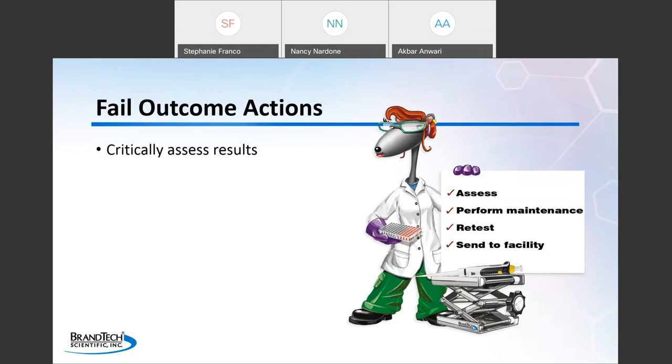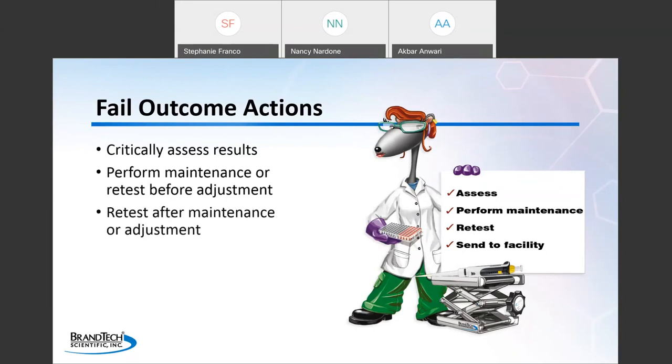If the instrument is out of specification, before adjusting the instrument, consider whether the instrument may require some basic maintenance or whether a retest is merited. If maintenance is done or an adjustment is made, a retest always needs to be performed to confirm that it is now meeting specifications. And finally, if the resources aren't available to perform a proper calibration, send the instrument to a calibration facility where it can get a proper calibration.